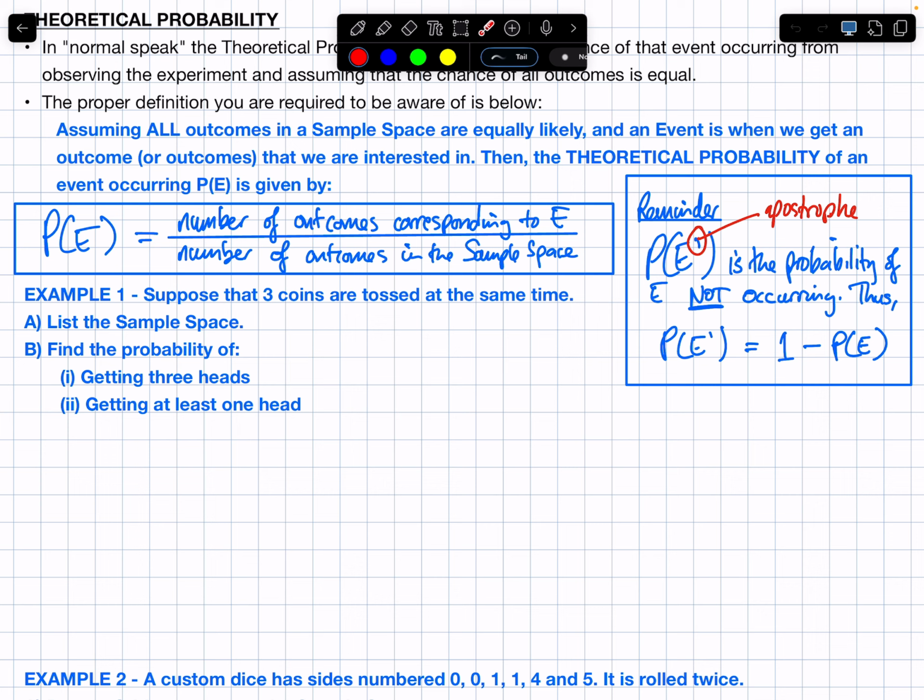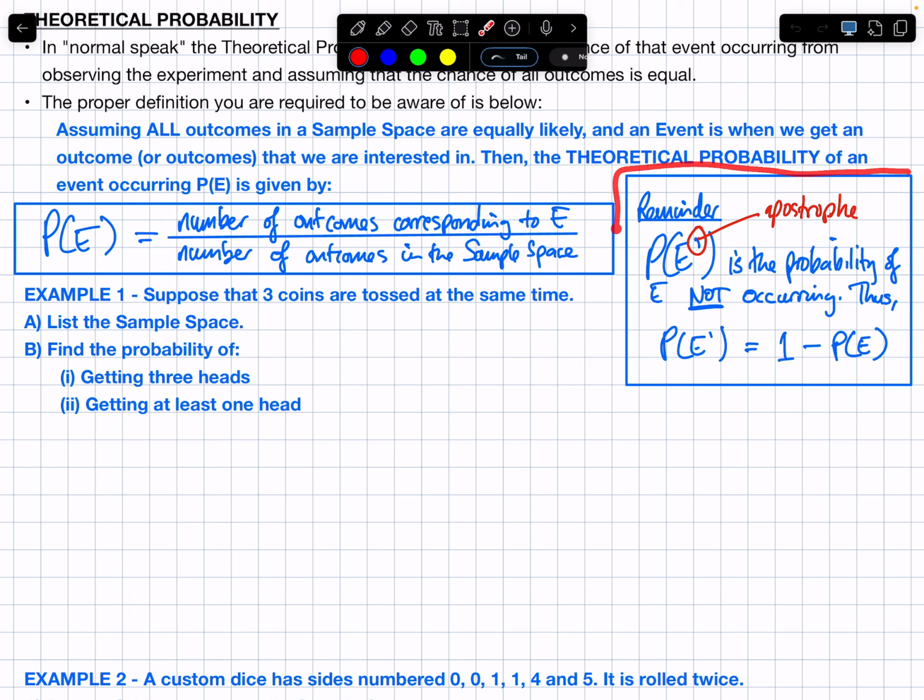So this formula only works, and we're going to make a lot of assumptions in this topic that the experiments we're doing are fair. This formula only works when the events all have an equal chance of happening. So with flipping a coin, heads and tails both have a 50% chance. Does that make sense? So this formula, the probability of an event E occurring, is the number of outcomes that correspond to E divided by the number of outcomes in the sample space.